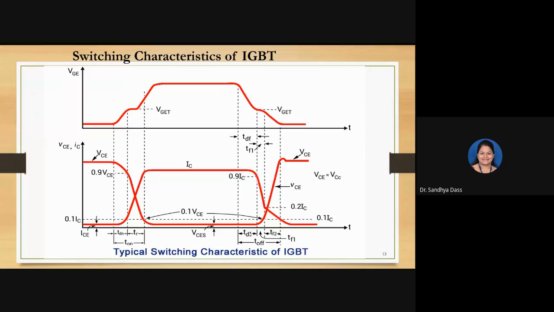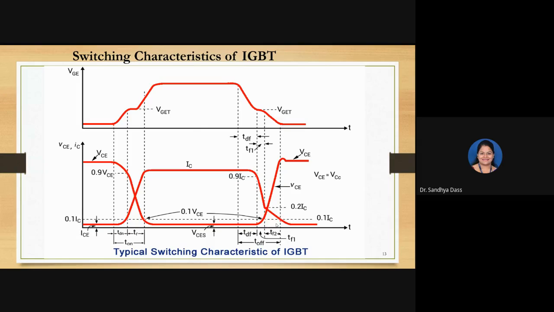Whereas initial fall time is the time during which the collector current falls from 0.9 IC to 0.2 IC, and the collector-to-emitter voltage rises to 0.1 of VCE, that is 10% of VCE. Okay, so this duration is your initial fall time.